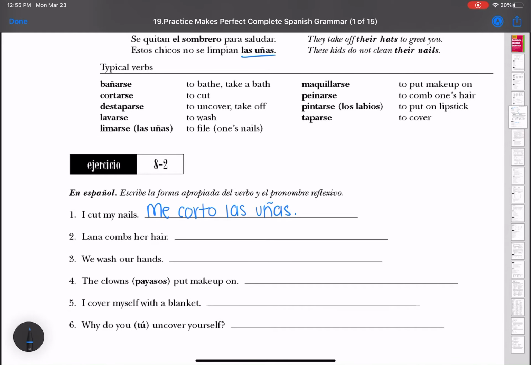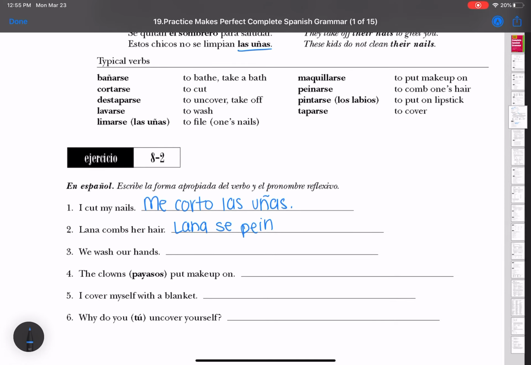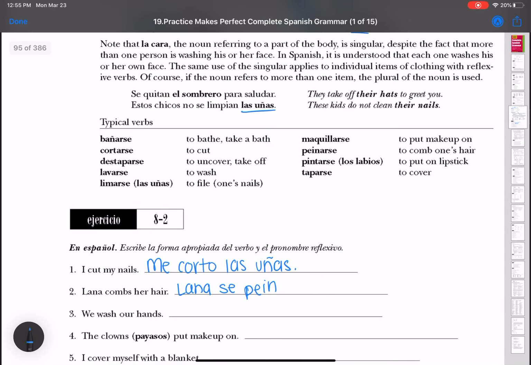Next one. Lana combs her hair. So Lana, we're talking about she, so we're going to use se. And then to comb is peinarse. So P-E-I-N, and we're talking about her. So our ending is just going to be A, and then, so remember, we don't have to do possessive here. We're just going to do the hair. So, el cabello.